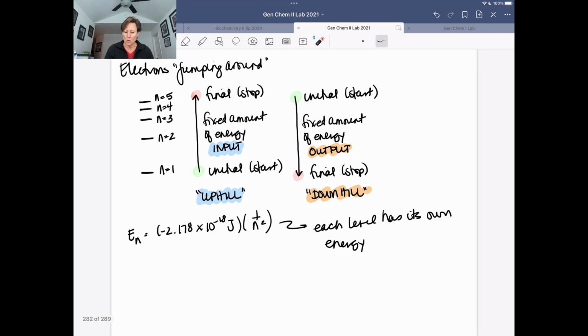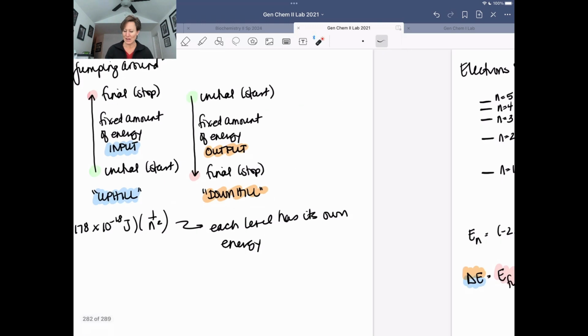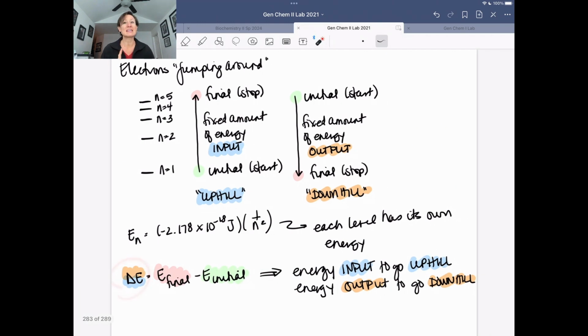Okay, so we can define the energy level of each of these stairs using this equation. Now, you don't need to worry about this constant, it'll be provided for you, but this is the important piece. It's a reciprocal of the square of whatever energy level you're at. So we're going to be able to determine the energy levels of each of these stairs, and if we know the energy levels of each of these stairs, we're going to be able to determine the energy that it takes to jump between them. And we're going to call that delta E.